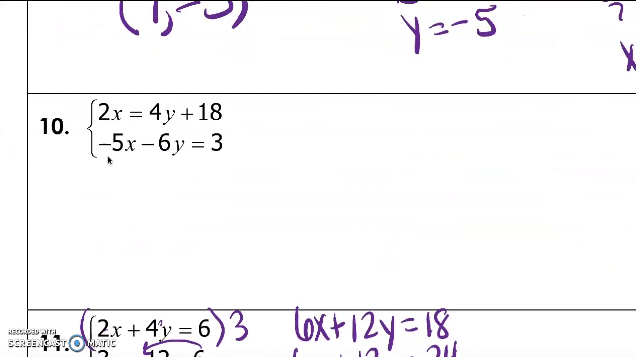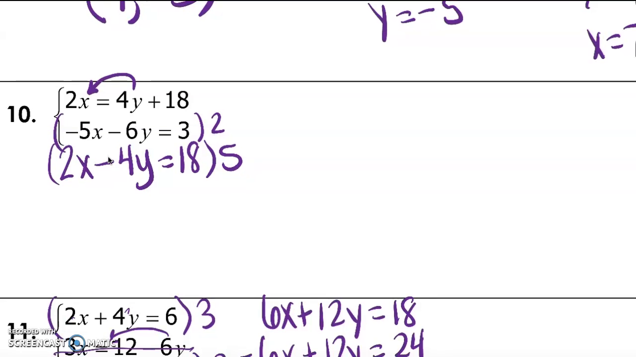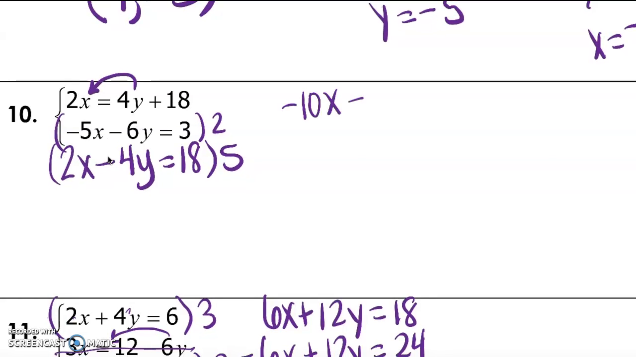Number 10, our first issue is that these are not lined up. So you need to take the y and move it over here. The way we would do that is subtract. So 2x minus 4y is equal to 18. So you can either make the x's 10s, or you could make the y's 24, or to make it a little bit easier, you could actually make it 12. I'm just going to go ahead and do the x's. So I'm going to multiply the top by 2 and the bottom by 5. So -10x minus 12y is equal to 6.